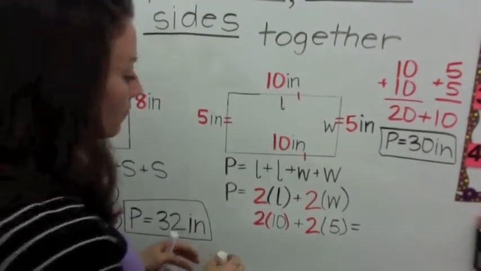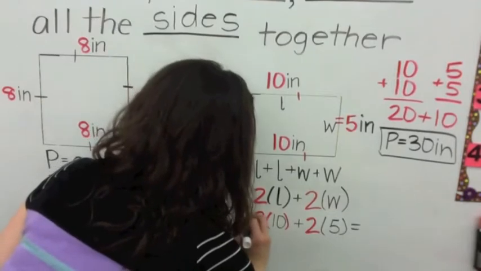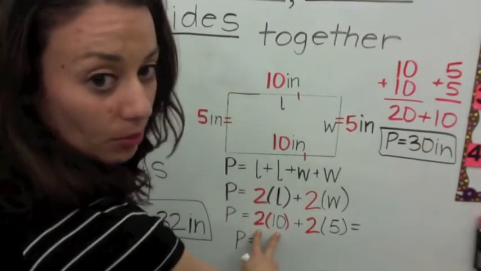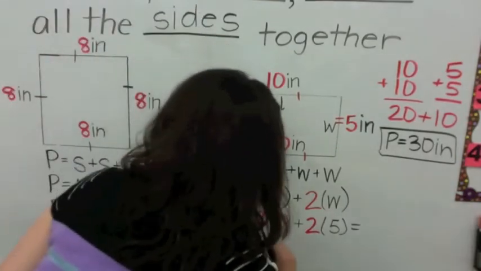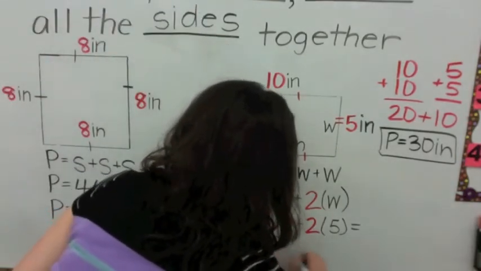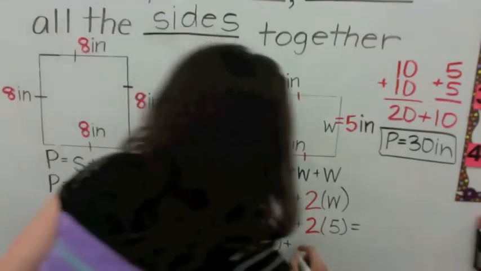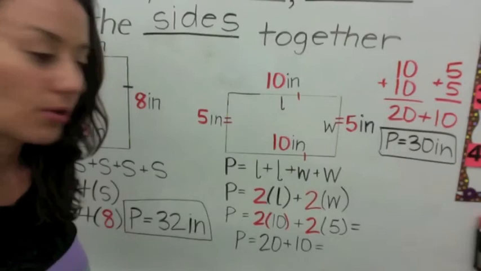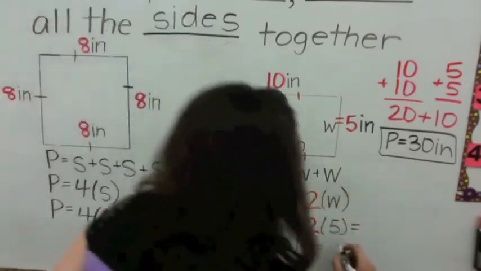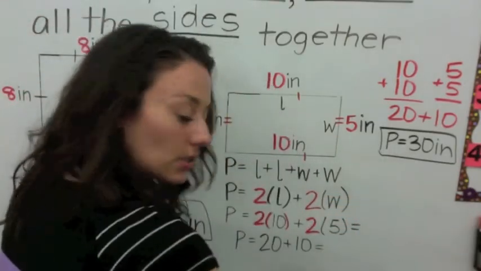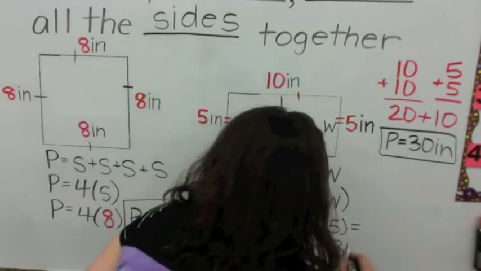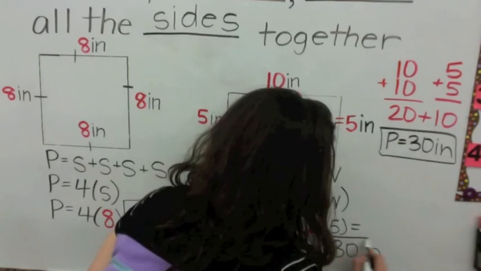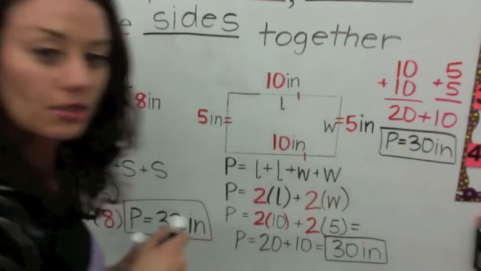So perimeter equals. Remember, we have to add these together after we multiply. What's 2 times 10? You just told me. 2 times 10 is 20 plus. What's 2 times 5? 2 times 5 is 10. So what does the perimeter equal then? The perimeter equals, like we said, 20 plus 10 is 30 inches. I want you to put a box around your answer.